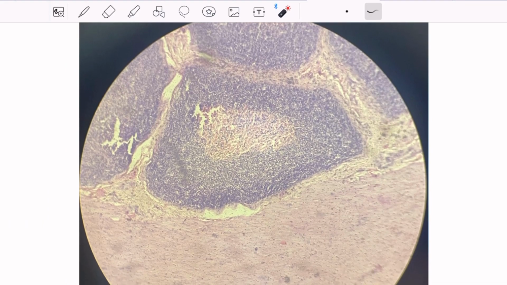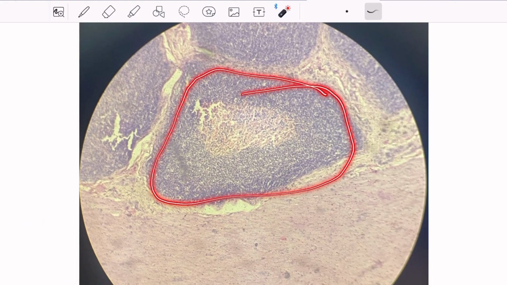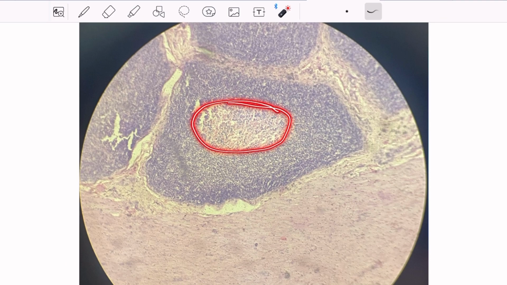Also, you can see here this is one lymphatic nodule. So aggregation of lymphatic nodules in ileum is known as Peyer's patches. A lymphatic nodule contains a lightly stained region in the center which contains lymphoblast and plasmablast which move towards the periphery as they grow and make the periphery have a dark appearance.